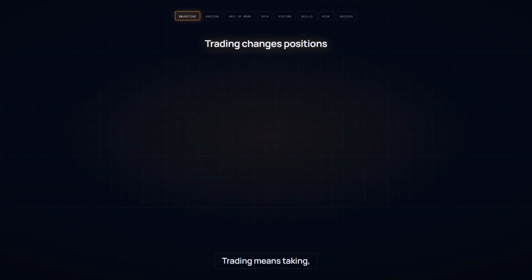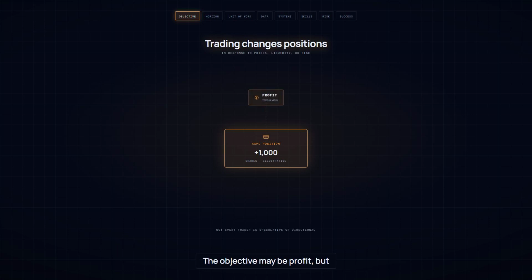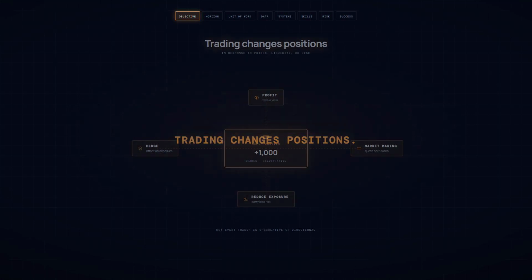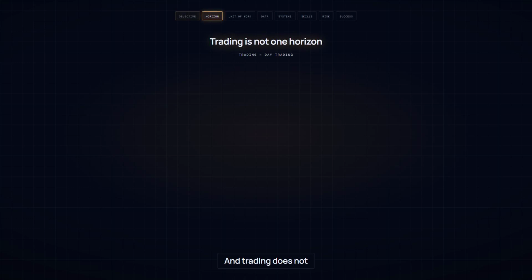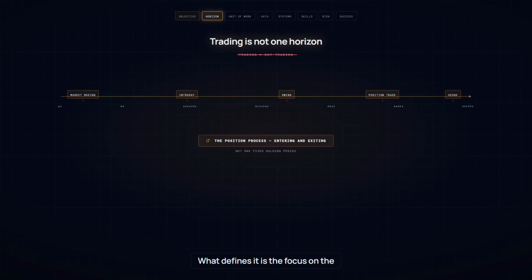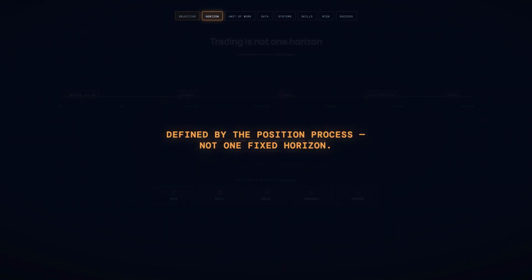Trading means taking, changing, or closing positions in response to prices, liquidity, or risk. The objective may be profit, but it may also be hedging, market making, or reducing an existing exposure. And trading does not automatically mean day trading. The horizon can be microseconds, minutes, days, weeks, or months. What defines it is the focus on the position and the process of entering and exiting. The unit of work is usually a decision: buy, sell, hold, reduce, or hedge.